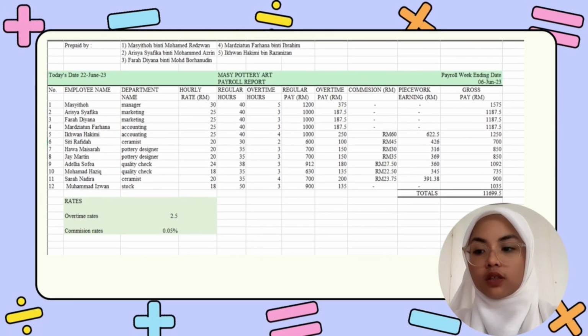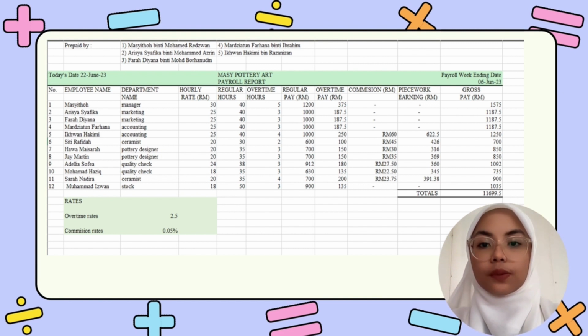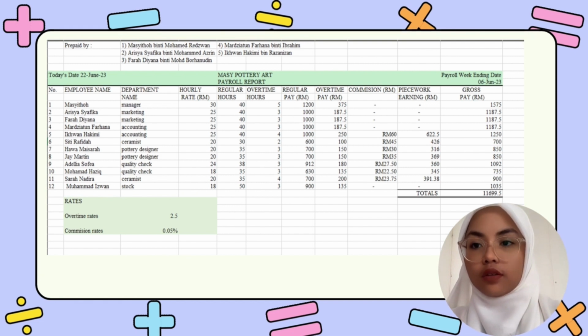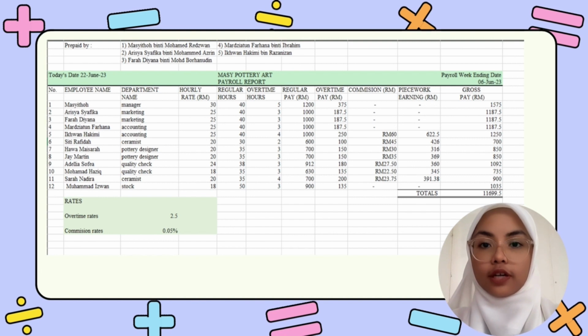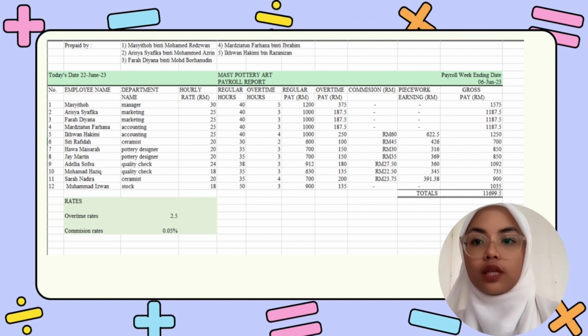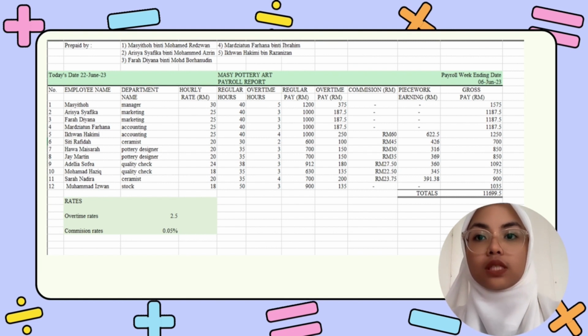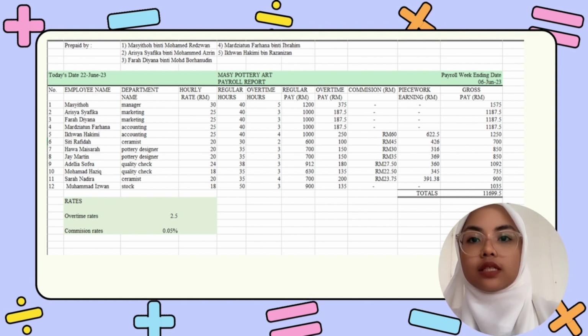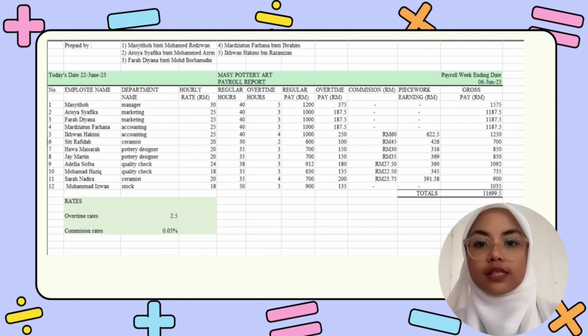Next, for the overtime pay, the formula is overtime rate multiplied with hourly rate and multiplied with overtime hours. From the payroll report, it stated that the overtime rate is 2.5. So when we put it in our formula, 2.5 will multiply with the hourly rate, which is 30 ringgit, and multiply with our overtime hours, which is 5. So we will get 375 ringgit.